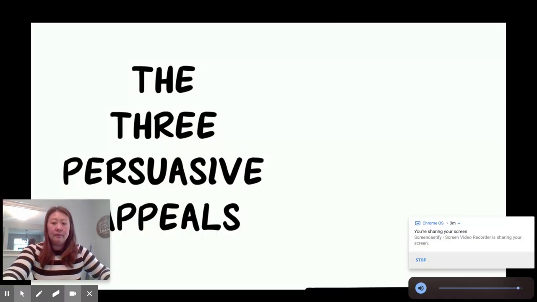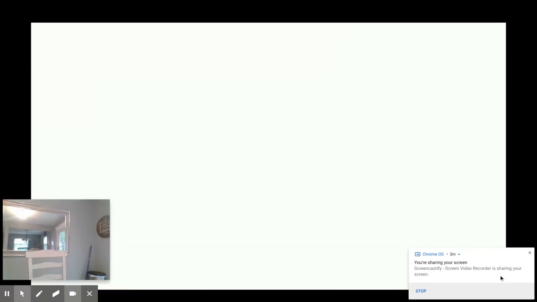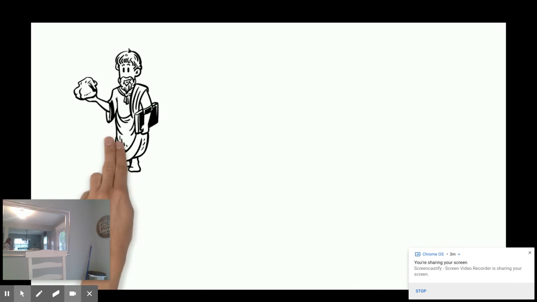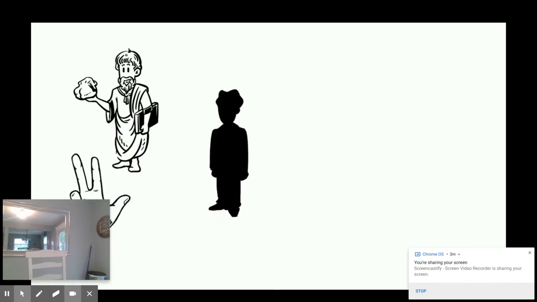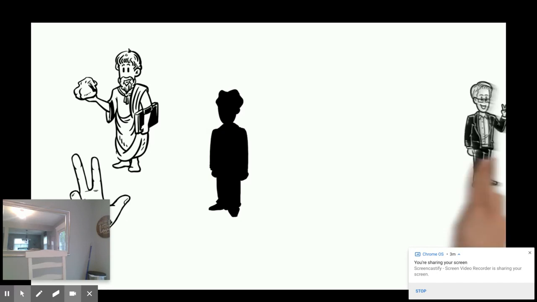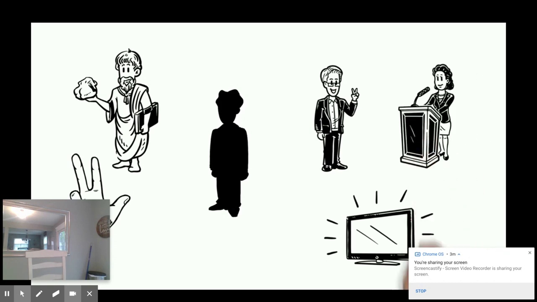Appeals, logos, ethos, and pathos. 2,300 years ago, famous philosopher Aristotle argued that there were 3 ways to persuade someone. And these 3 persuasion appeals are the same modes of persuasion used today by politicians, advertisements, and public speakers alike.